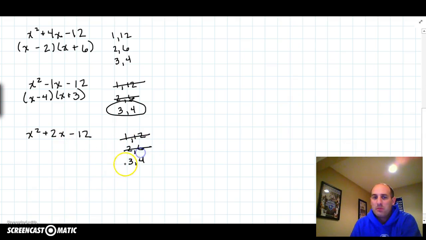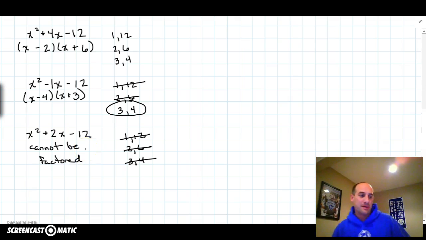8 or 4, nope. 1 or 7, nope. I've eliminated all the possibilities because I have to use factors of 12. I can't get a 2 with the factors of 12. So this one will be another one where it cannot be factored. And there's not a quick way to do that other than to run through the options and the possibilities to see if that will work, and you can kind of look at that idea right there.